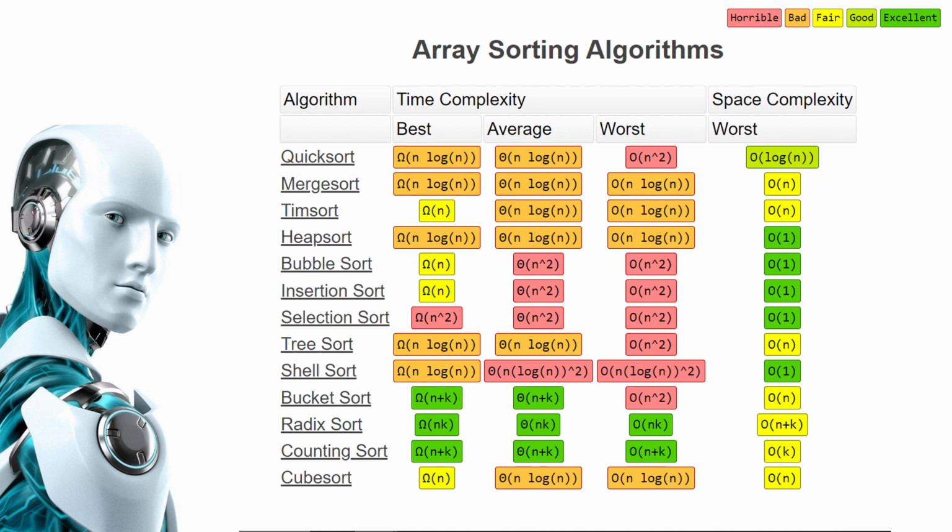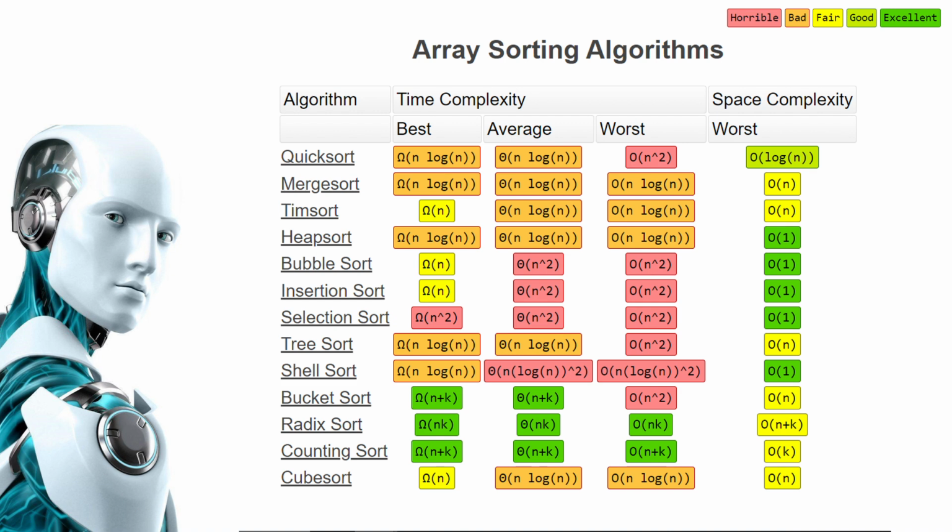So this is one of the cheat sheets that I have collected from a website. This is a table of sorting algorithms. There are algorithms, and corresponding to the algorithms there are time complexity and space complexity respectively. And as you can see, time complexity is also divided into three: best, average and worst.